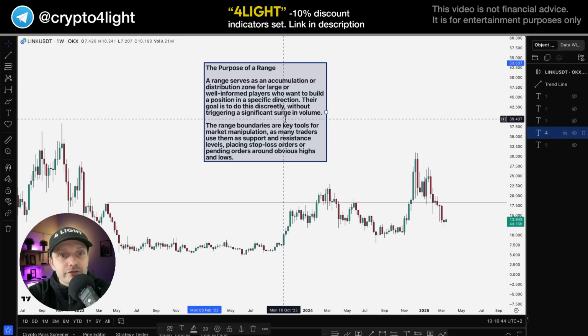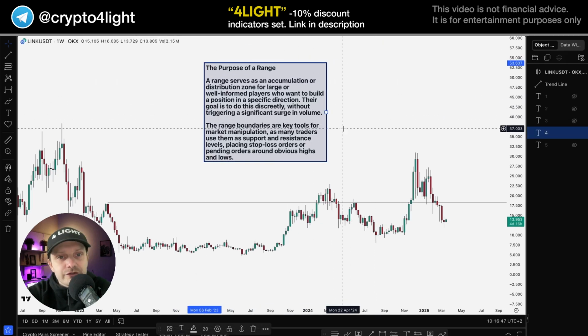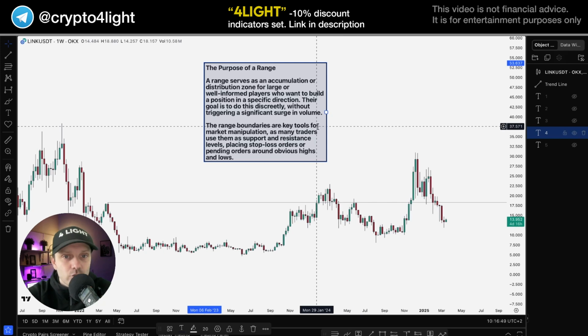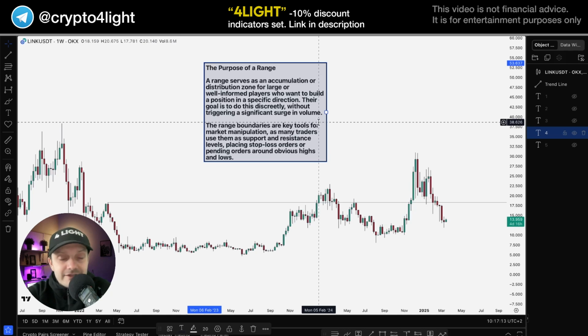Next one, the purpose of the range. A range serves as an accumulation or distribution zone for large or well-informed players who want to build a position in a specific direction or distribute their position. You know, we saw an example in spring 2024, when the whales distributed long-term BTC. So price hit a new all-time high, then distribution and reaccumulation at the same time, and a new all-time high. The same story now: we trade in a range between 100K, 110K and let's say 79K. So yes, it's just a wider range.